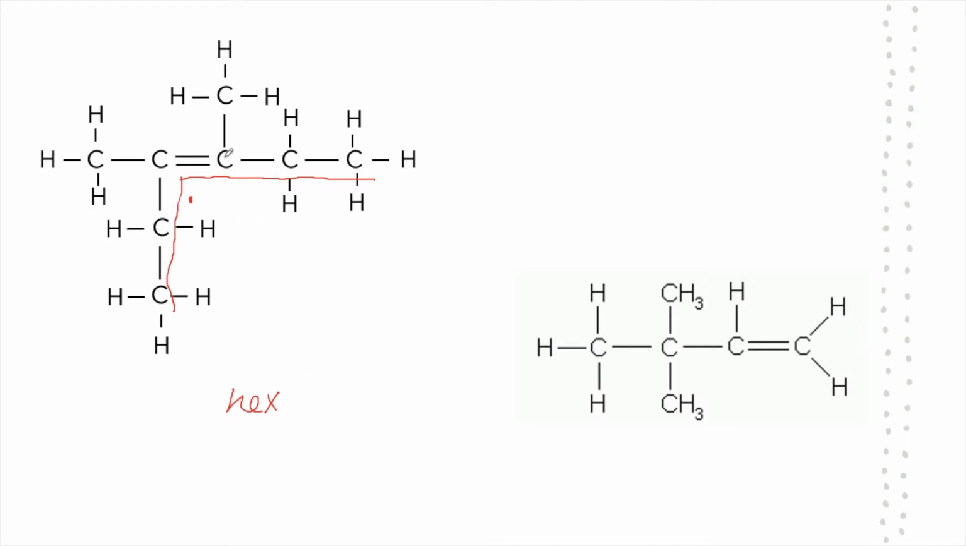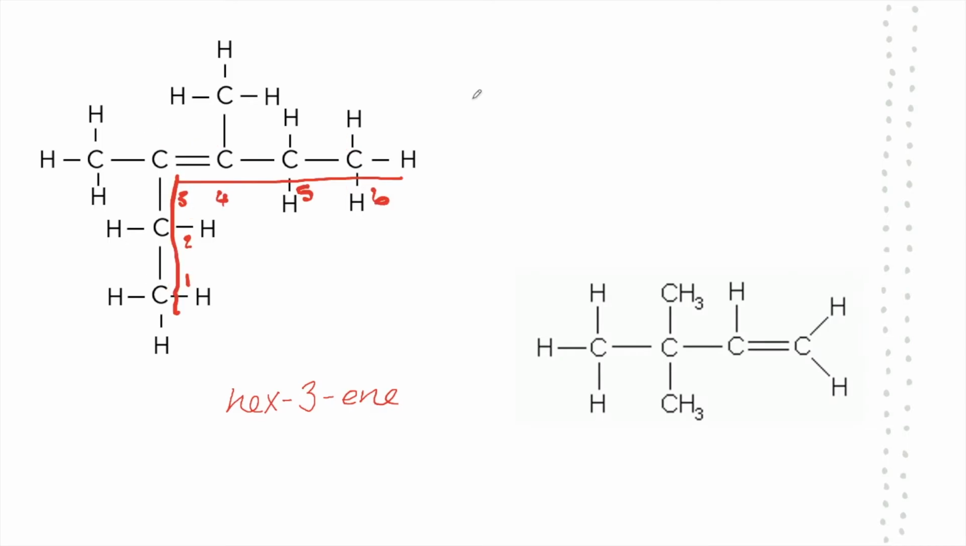We then have to number the carbons so that the carbon containing the double bond has the lowest possible number. If we were to start from the bottom and work our way up, that carbon would have the number 3. If we were to go backwards from there, regardless of how we number them, our double bond will always be on carbon 3, so it will be hex-3-ene.